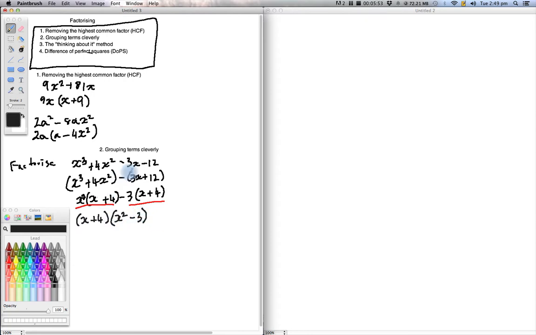Now, as I mentioned, you're not going to be using this method very often because it's a bit more difficult than all our other methods. It takes a bit of extra skill, I guess, in being able to identify common factors when there are so many different terms. So you can use it, but it's not really expected that you use it very often.